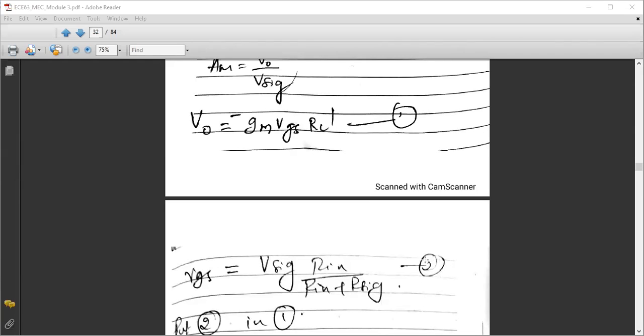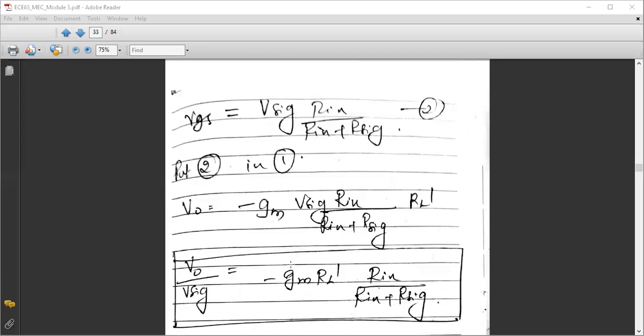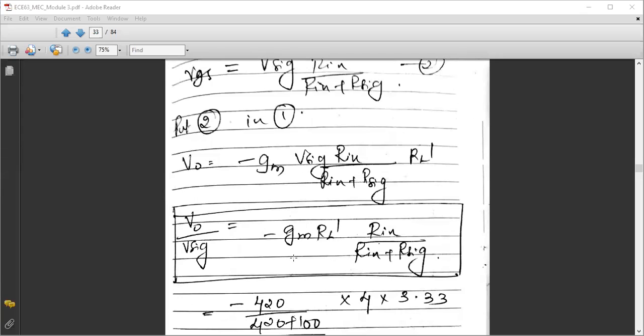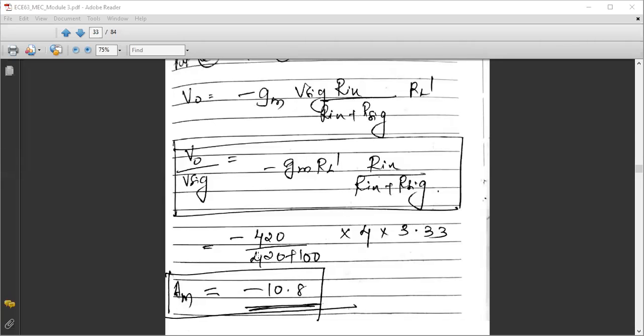Then I need an equation connecting my V naught and VSIG. That is nothing but your AM. So I have to replace this VGS in terms of VSIG. So put 2 in 1 so that I get an equation comprising V naught and VSIG alone. Thereafter we can find the ratio, that is nothing but your mid-band gain. After that you can substitute the relevant parameters given in the question and conclude the answer. This is the first part that we have done.